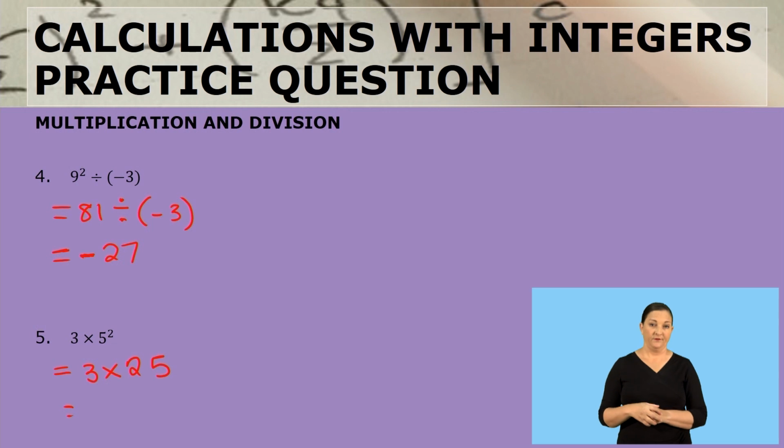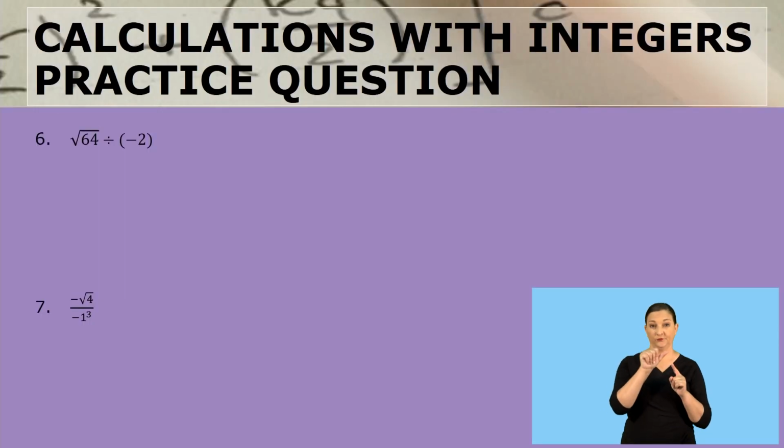Now, I am multiplying two positive numbers. So a positive number multiplied by a positive number. So 3 multiplied by 25, that will give us a nice 75. Let's move on to more questions.